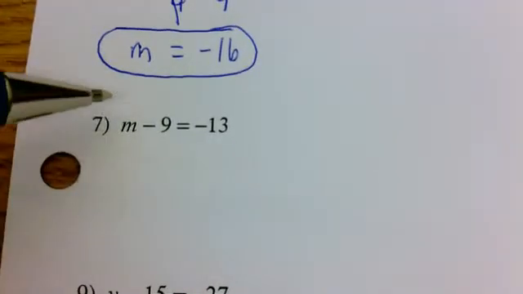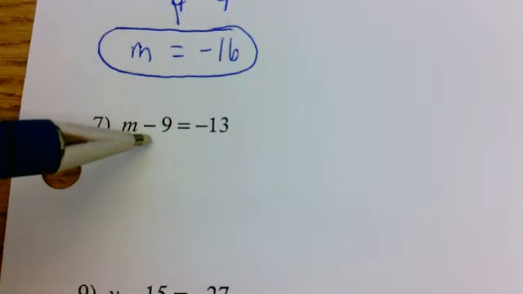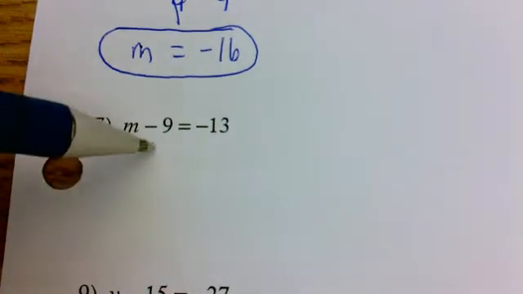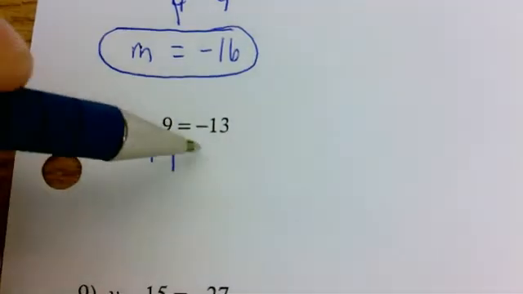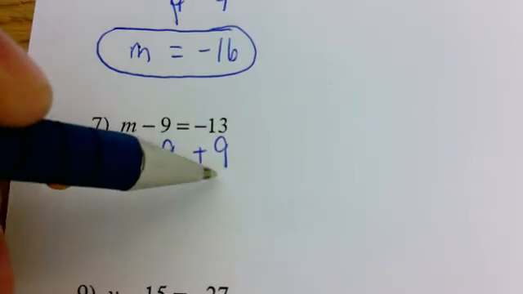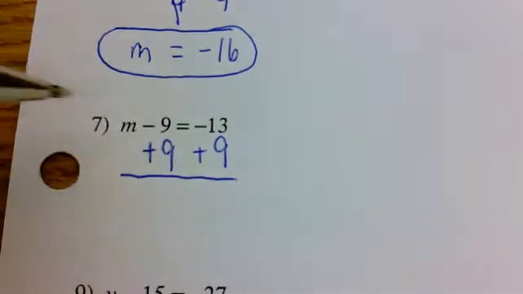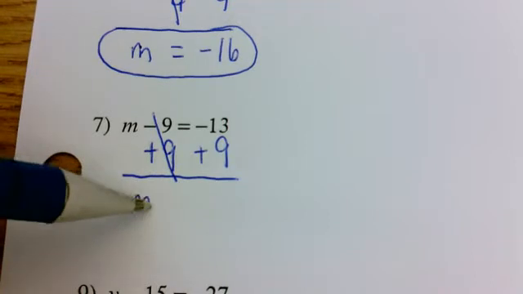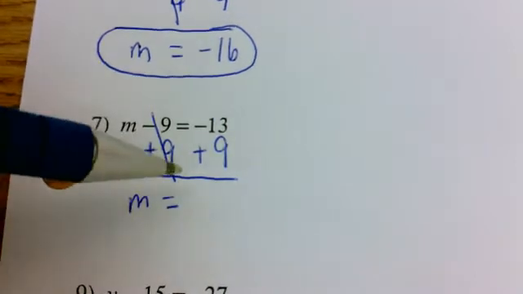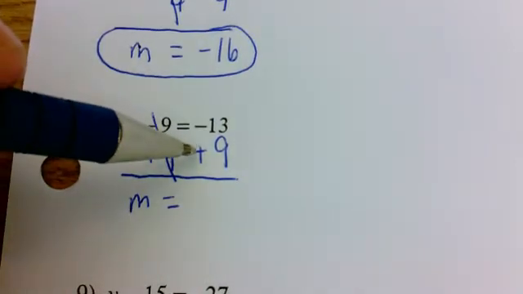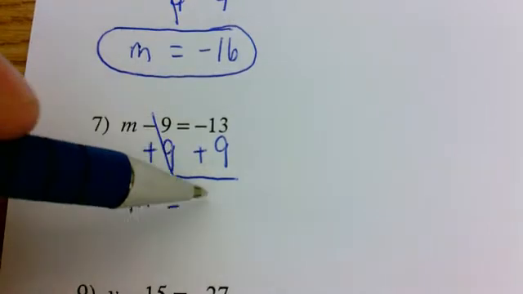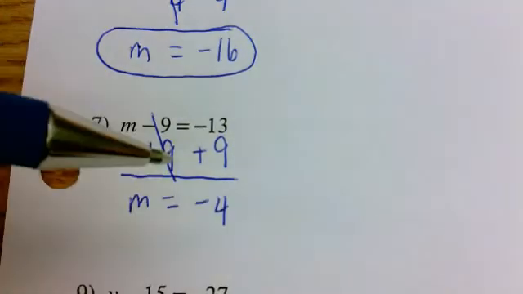Okay, the next one was number 7. If I look at this one, it's set up the same where there's a plus or a minus in between. So I'm going to add 9 to both sides. I'm doing the inverse operation. My 9's cancel, and I get m equals, when the signs are different, I subtract and take the sign of the larger, so it's going to be negative 4.